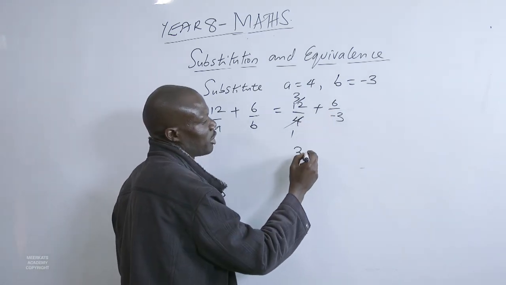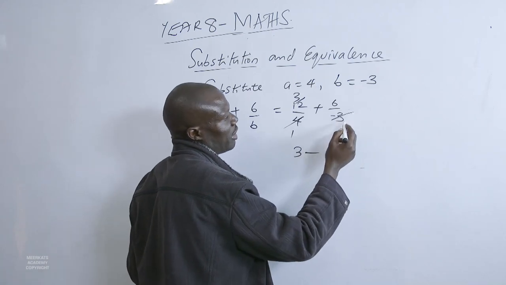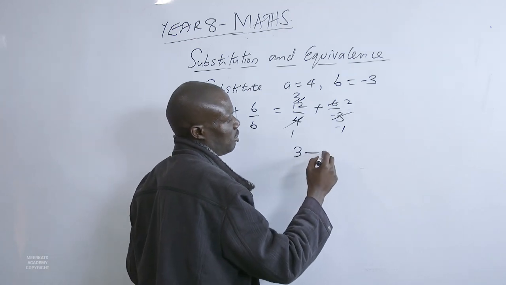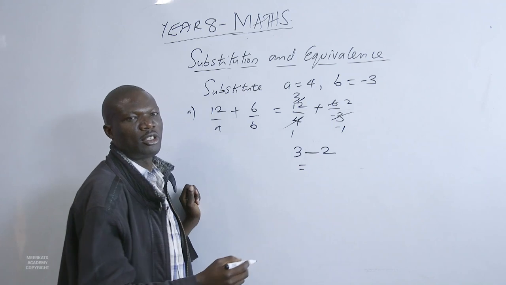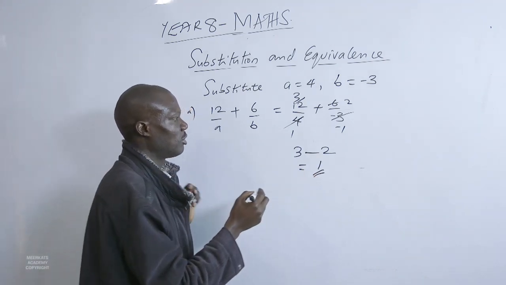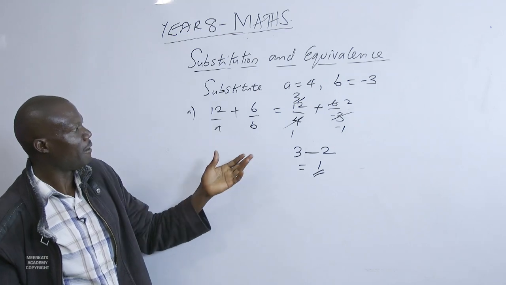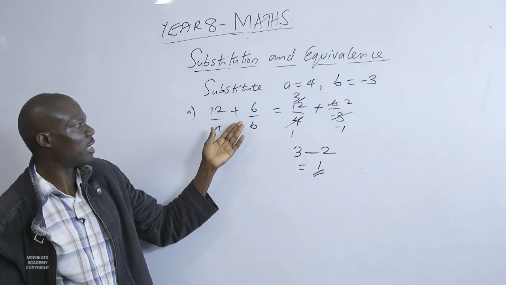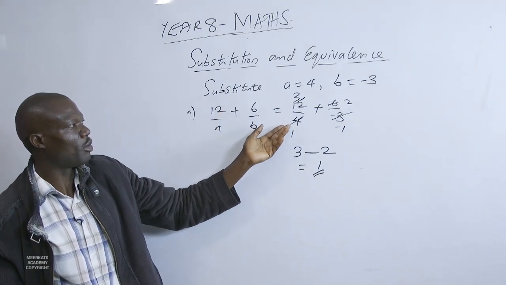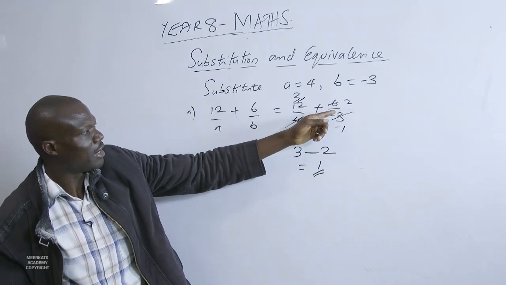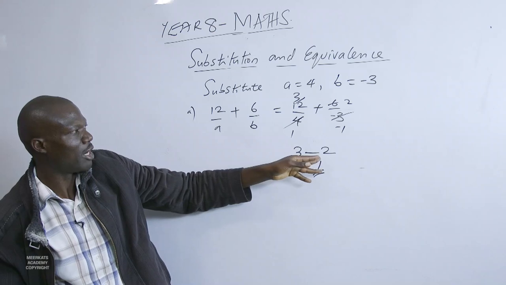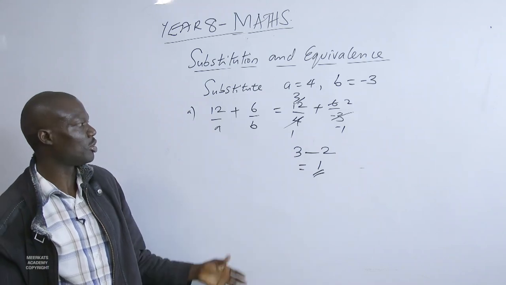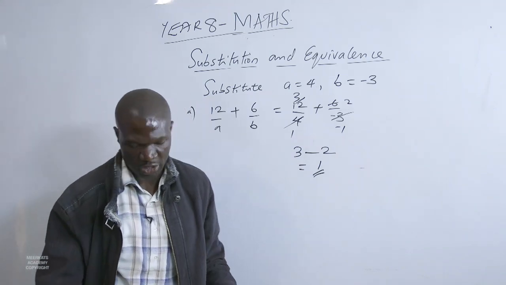So to simplify here, the common factor is 3. 6 divided by 3 is 2, and 2 divided by minus 1 is minus 2. So you find that is what you get: 3 minus 2 is 1. So in other words, 12 over a plus 6 over b is the same as 12 over 4, which is 3, plus 6 over minus 3, which is simply minus 2. 3 minus 2 you get is 1. That is substitution, given that we had the fraction.